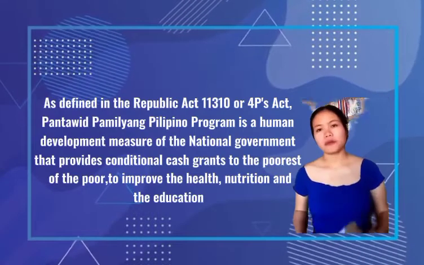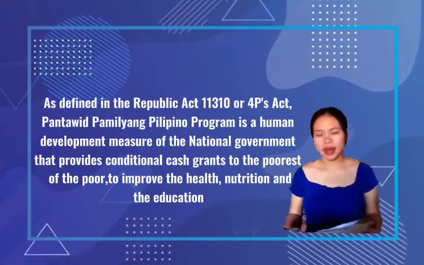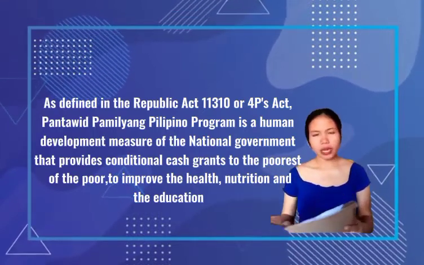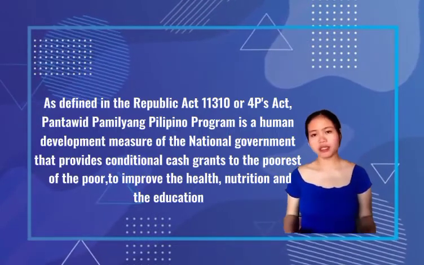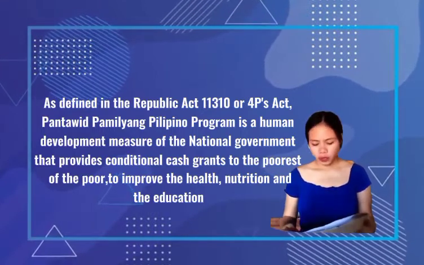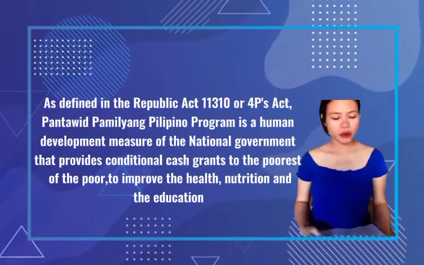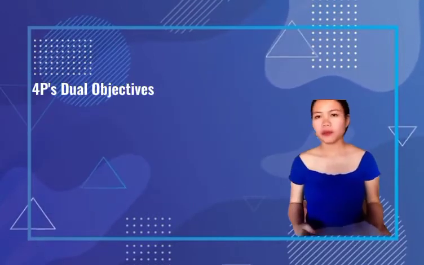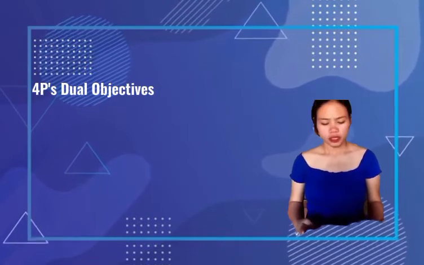As defined in Republic Act 11310 or the 4Ps Act, the Pantawid Pamilyang Pilipino Program is a human development measure of the national government that provides conditional cash grants to the poorest of the poor to improve health, nutrition, and education. The Pantawid Pamilyang Pilipino Program or 4Ps has 2 objectives, or the dual objective.